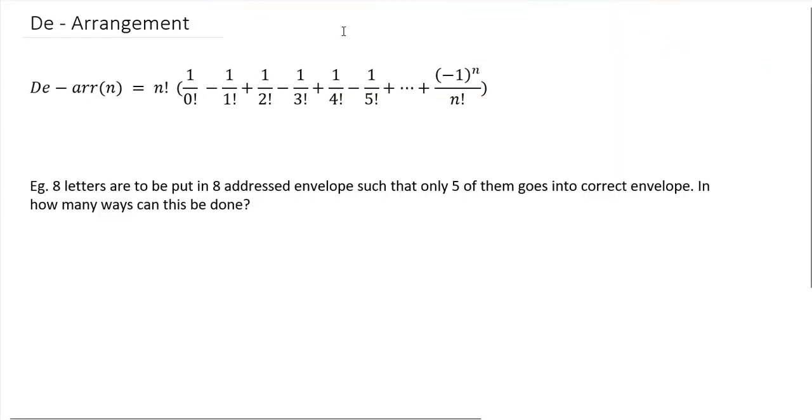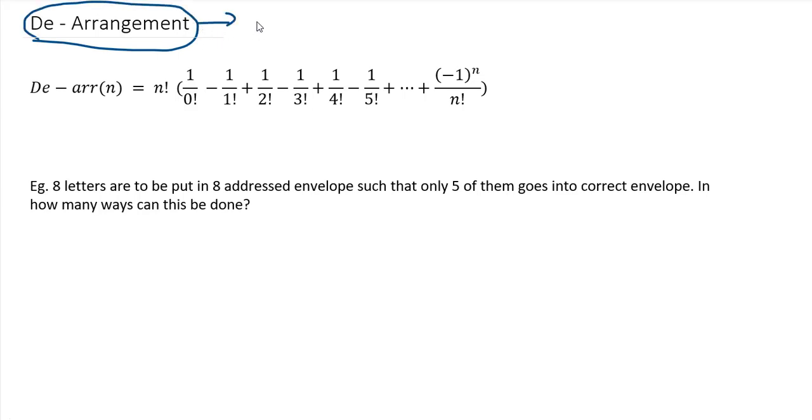Let us now understand our last concept in this video, which is the derangement concept. Now derangement basically means wrong arrangement. Let us understand what I mean by derangement with the help of this example. 8 letters are to be put in 8 addressed envelopes such that only 5 of them go into the correct envelope. In how many ways can this be done?